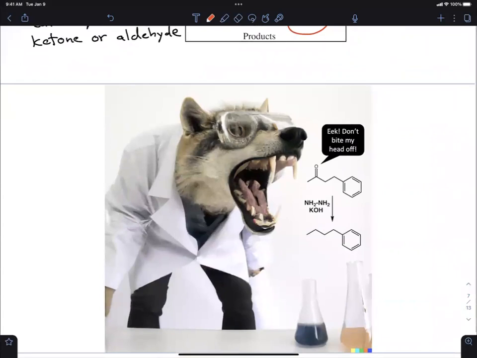So one of my former TAs brought this to my attention, that when you think of the Wolff-Kishner reaction, you can think of a ketone as having a little head on it, and that the big bad Wolff-Kishner is going to bite its head off and create an alkene. Either way you want to remember it, the Wolff-Kishner reaction is a really good way to take a carbonyl all the way down to an alkane or a CH2 group.